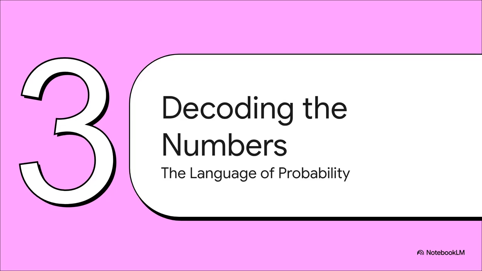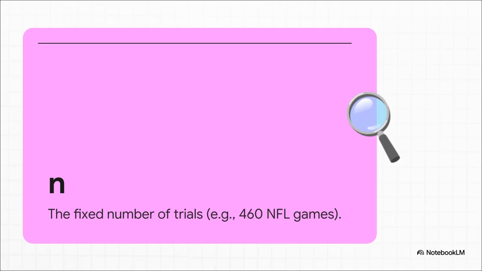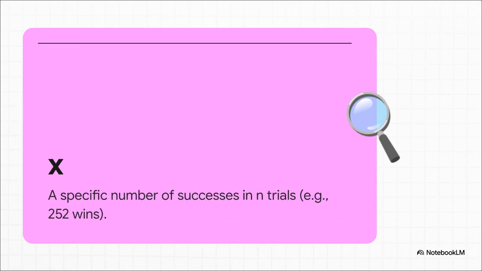So now that we know the binomial distribution is the right tool, we gotta learn its language. It's actually pretty simple, just a few key variables that represent all the pieces of our puzzle. First up, you've got n. This is just the total number of times you run the experiment. So for us, it's the total number of overtime games we're analyzing. That makes n equal to 460. Easy enough.